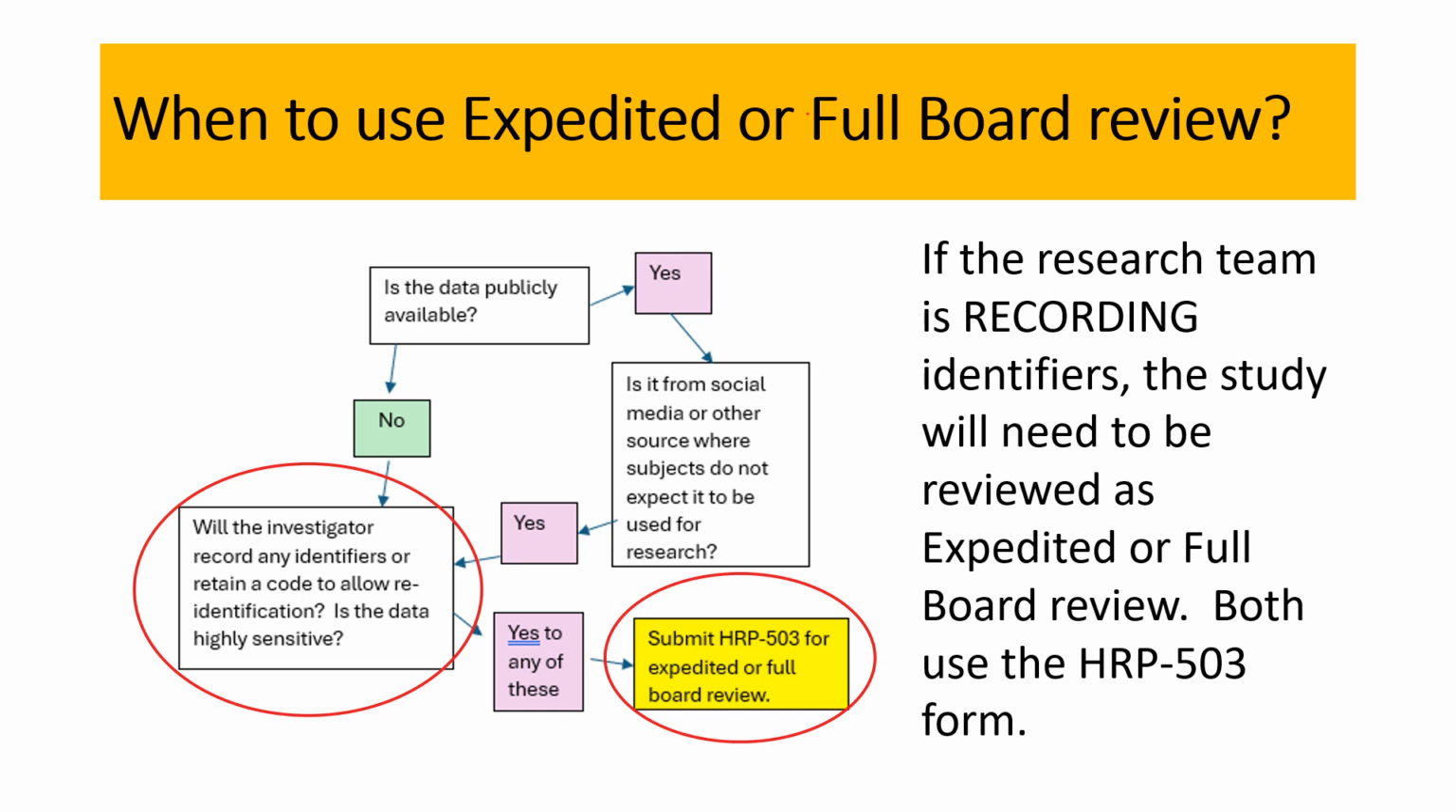If you answered yes to either of the questions about exempt review in the box on the lower left, the study must be submitted using the HRP 503 protocol form for expedited or full board review. This means if you are recording identifiers, or if you have a code that will allow you to re-identify, or if the data is highly sensitive, then the study cannot be reviewed as exempt and must be reviewed as expedited review or full board review.